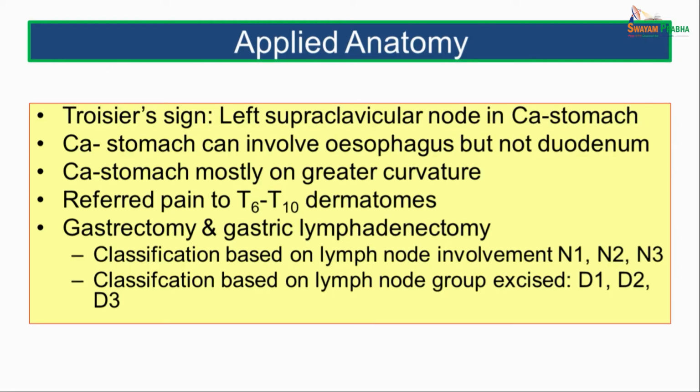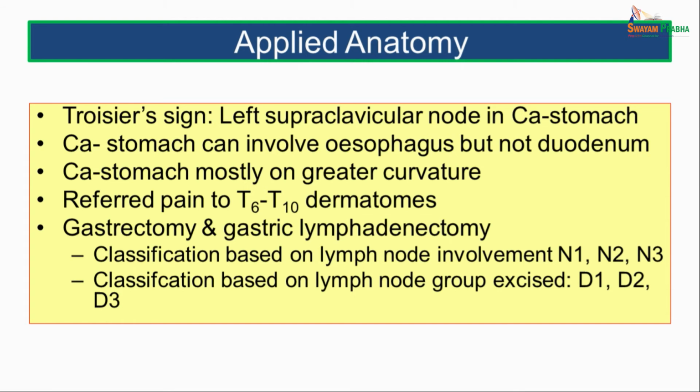The Trousseau's sign. In cases of the carcinoma of the stomach, the left supraclavicular node is enlarged. So, this is a sign that if we see enlargement of the left supraclavicular node, this could be because of a primary malignancy in the stomach.